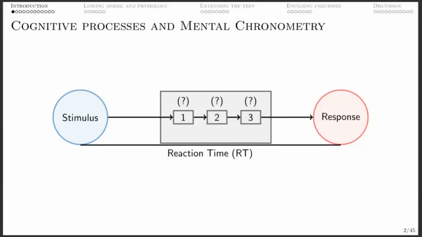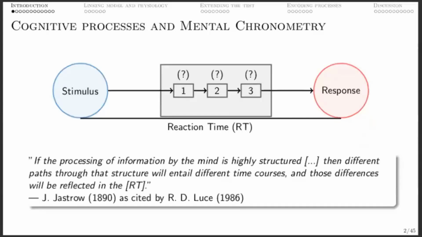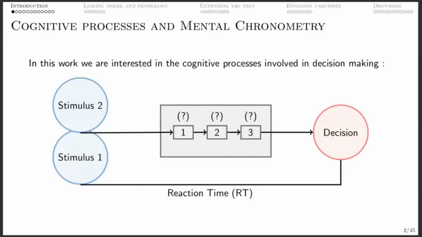The logic behind the use of reaction times is well illustrated by the quotation by Joseph Jastrow, as outlined here. If the processing of the mind is highly structured, then different paths through that structure will entail different time courses, and those differences will be reflected in the reaction time. So we want to measure the reaction time to see what cognitive processes are in the mind of the participants performing the task. And in this thesis, we are particularly focused and interested in the cognitive processes involved in decision-making.